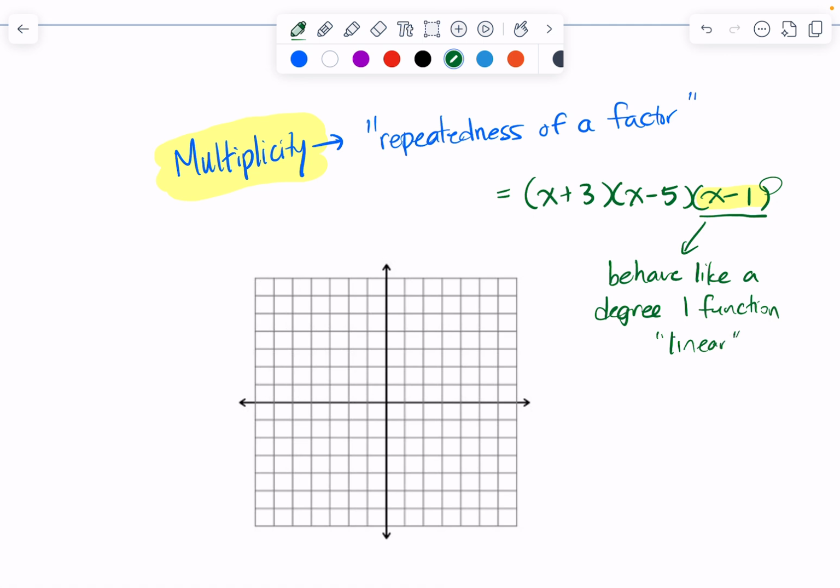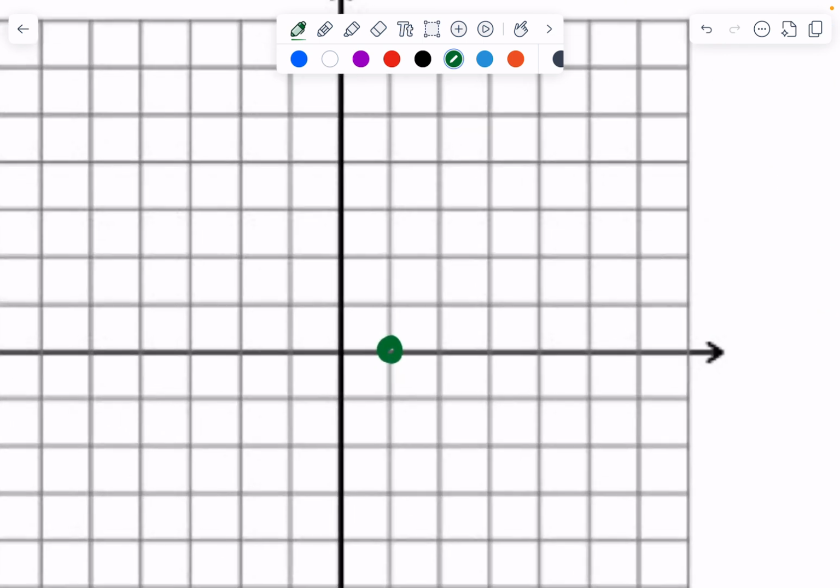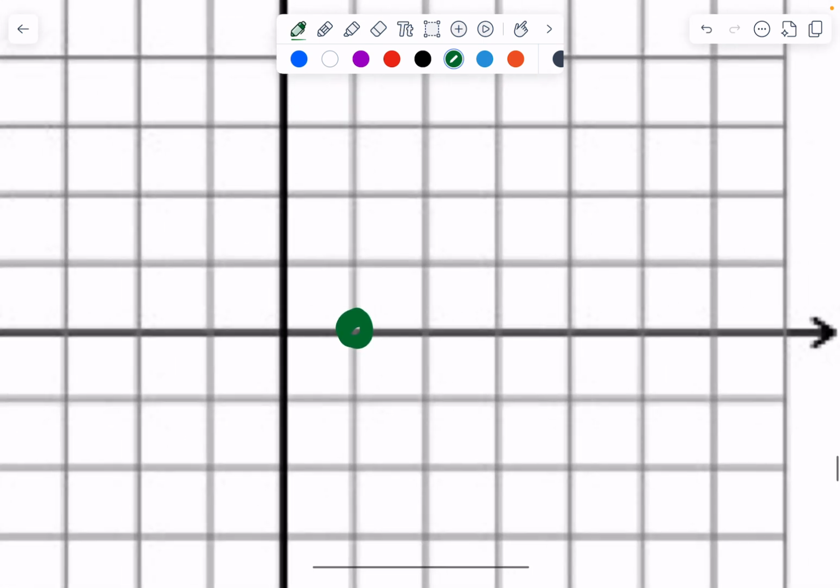And so that's why at this root, so this root is going to be at x equals 1, right here, as the function travels through it, if you were to zoom in infinitely, it would be in a straight line. Of course, these things are curved, and so it doesn't create an exact straight line, but that's the idea, that it's going to travel through it with that general shape.